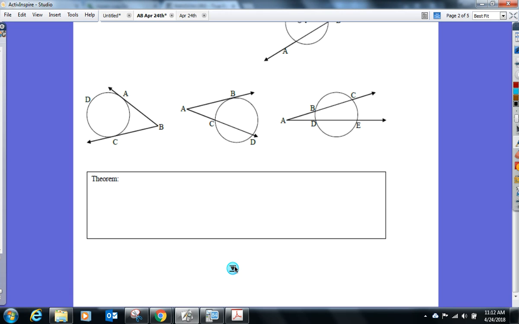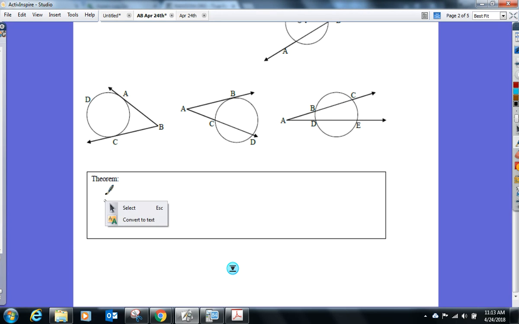Here's what I'm going to show you today. How do you find an angle that's located on the outside of the circle? And here's the good news. No matter how that angle's formed, if it's on the outside, it's found the same exact way every single time. I don't care if it's a tangent and a secant, or two secants. Let's just get right to the theorem. Here's how it's going to be found.